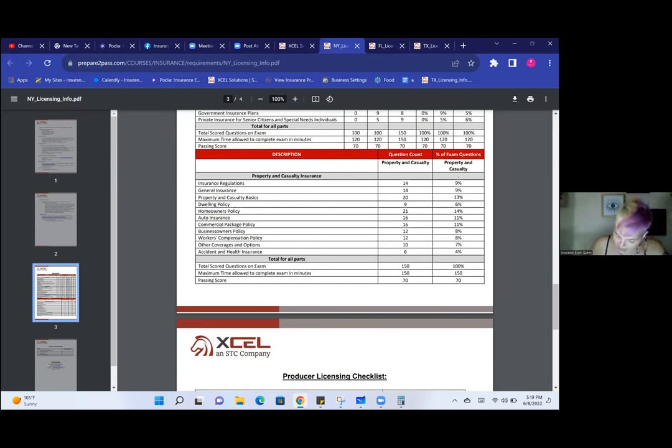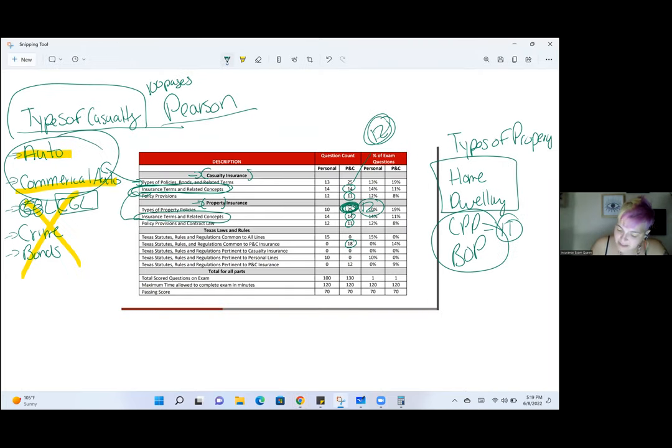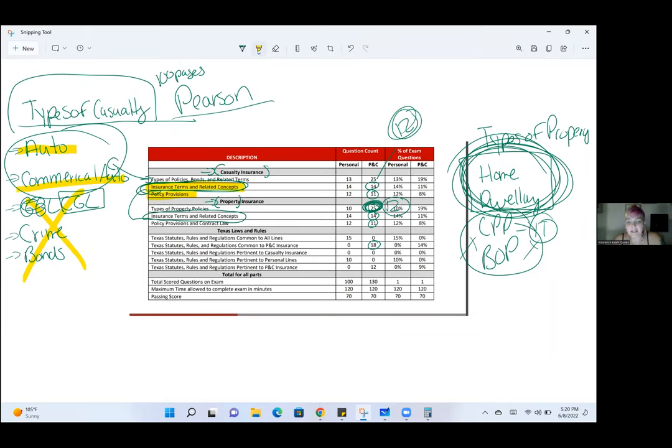Okay, so back over here, types of property is home, dwelling, CPP, BOP. Super focus on home and dwelling, very minimal focus on CPP and BOP, and you're hyper-focusing on insurance terms and related concepts and policy provisions and contract law, which is why I have a class. I literally taught both of those concepts in one class.